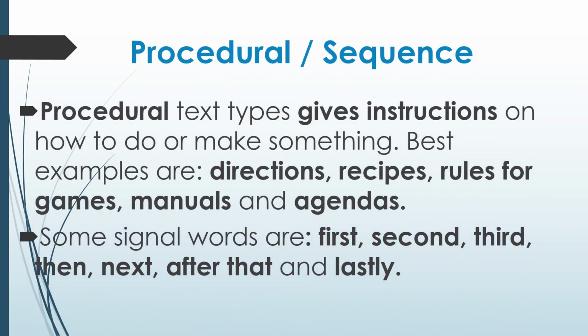The last text type that we're going to discuss is procedural or sequence. Procedural text types give instructions on how to do or make something. Best examples of this are directions, recipes, rules for games, manuals, and agendas. Some signal words for procedural or sequence are first, second, third, then, next, after that, and lastly.